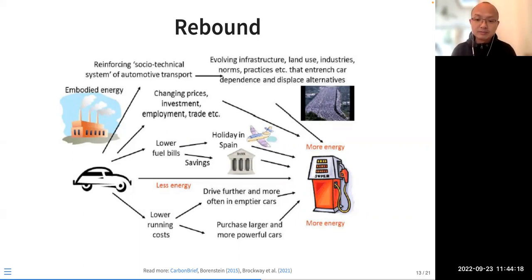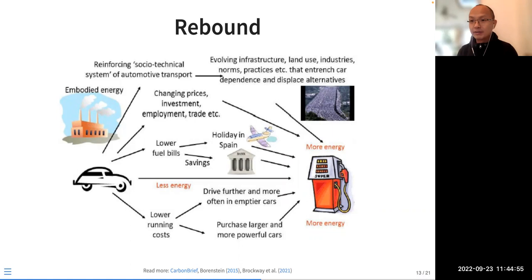And the real question is how big is the rebound? Here I listed a few pieces of literature so you can get a sense of what rebound is, how rebound is observed from historical data, how big it is, and whether we should worry about it. We definitely need to take rebound into consideration, but it's not an excuse for not doing energy efficiency measures, right?